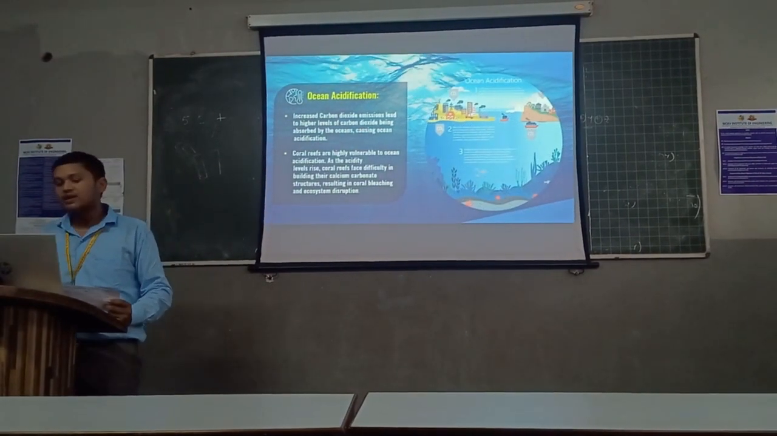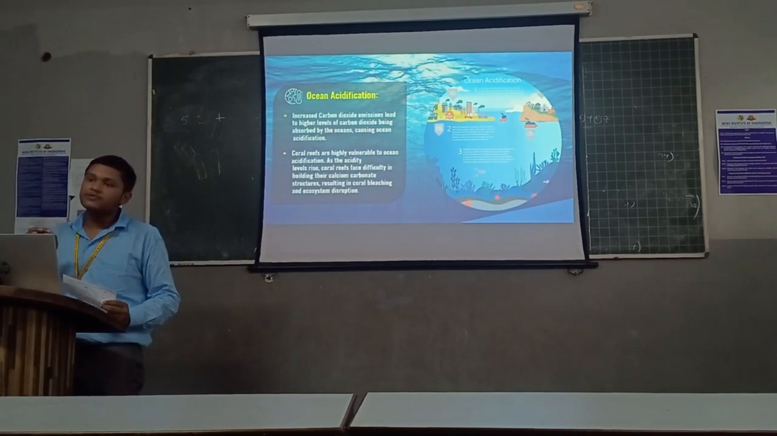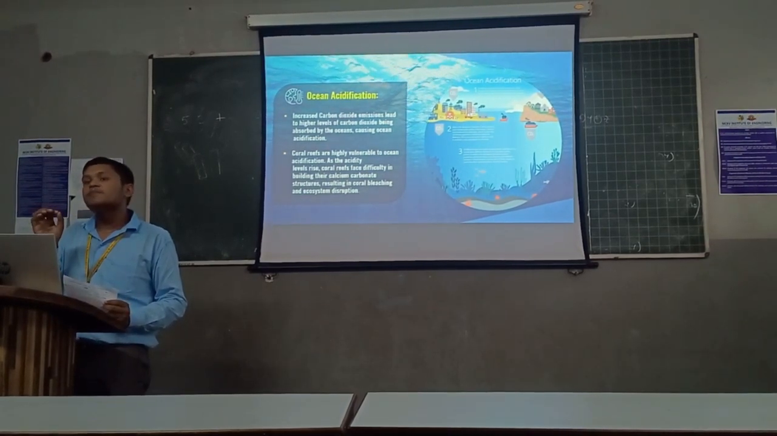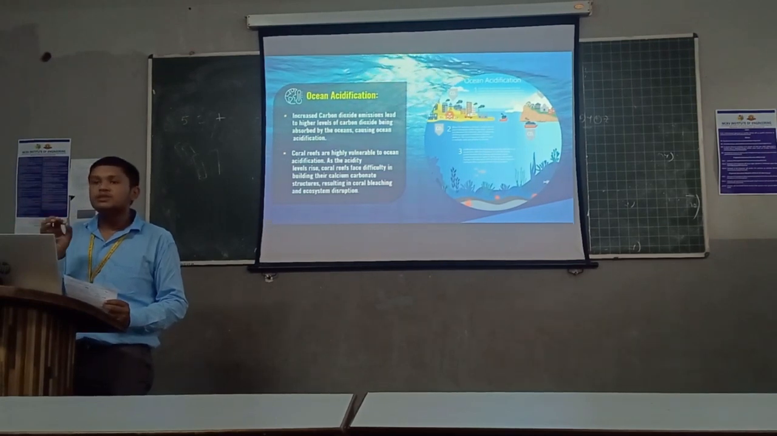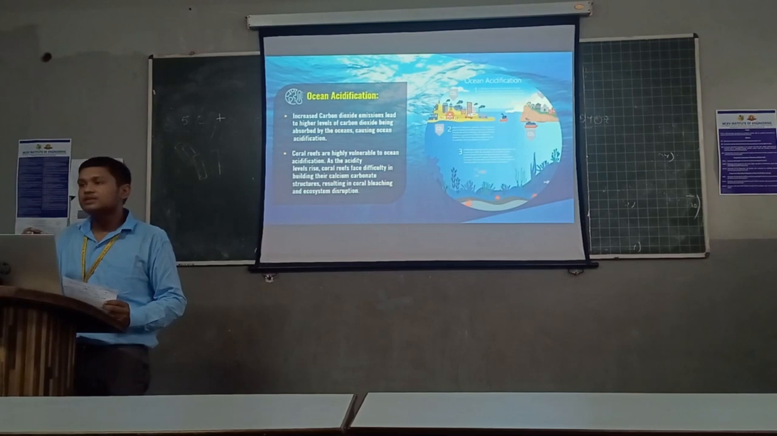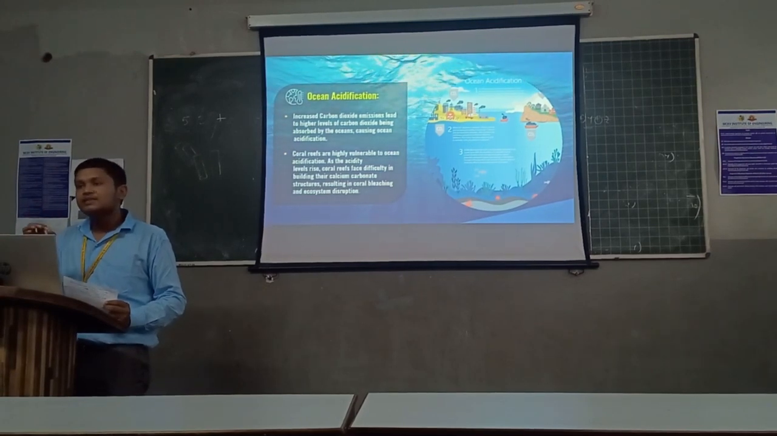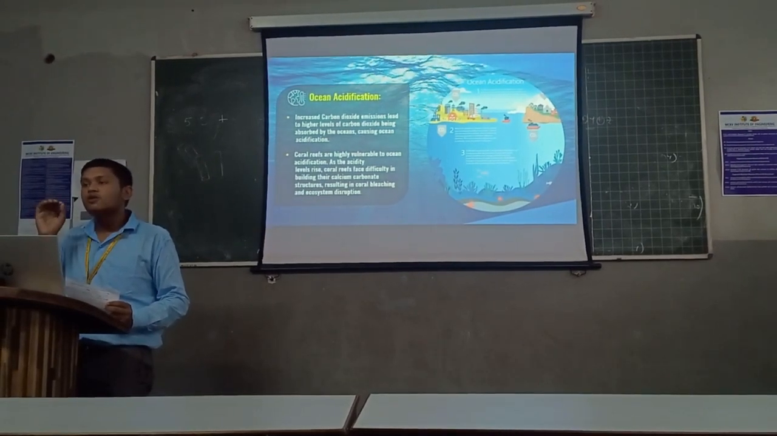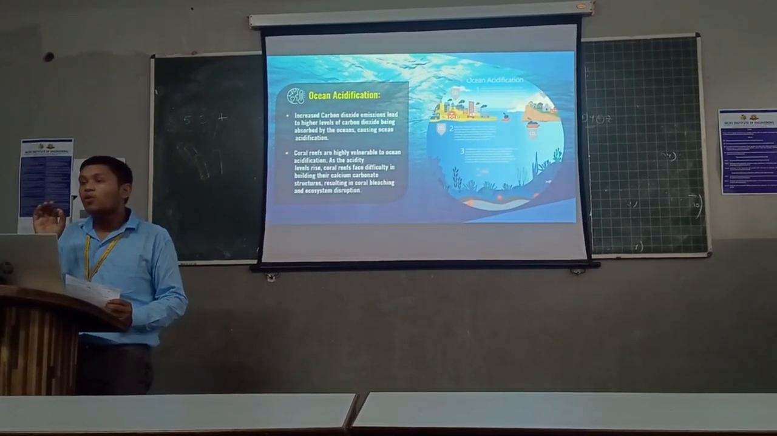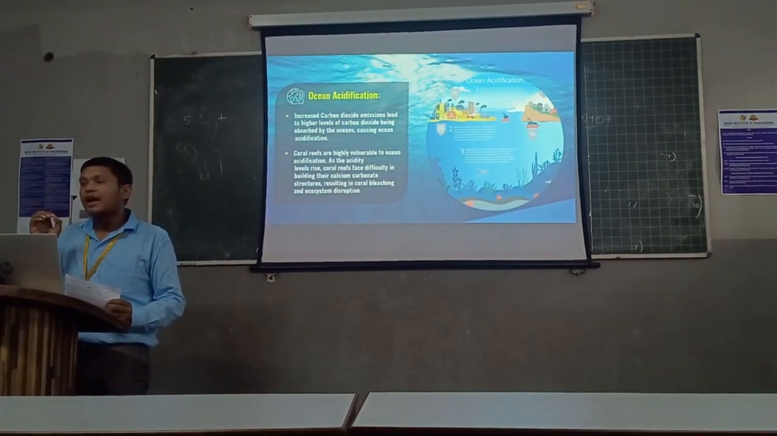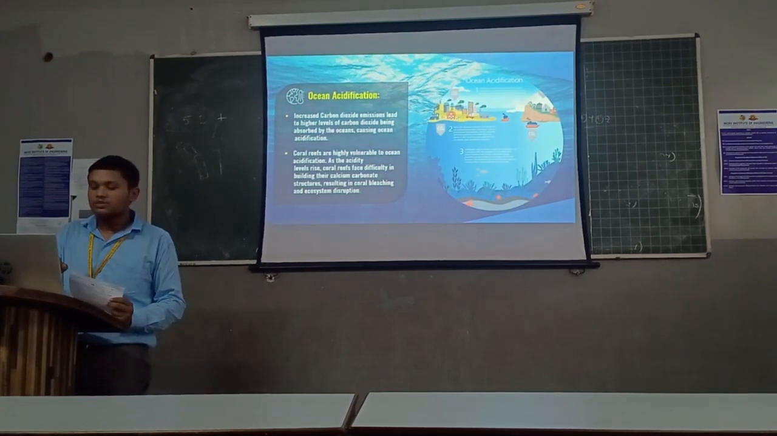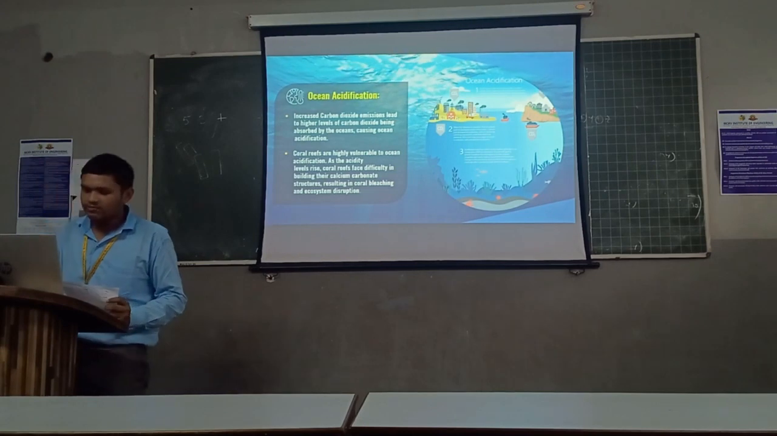Another effect of excessive carbon dioxide in our environment is ocean acidification. When carbon dioxide dissolves into oceanic water, it turns into H2CO3, or carbonic acid. So this acidified water is very harmful for our aquatic biodiversity, and it affects mostly coral reefs because they have their outer shell made out of calcium carbonate.